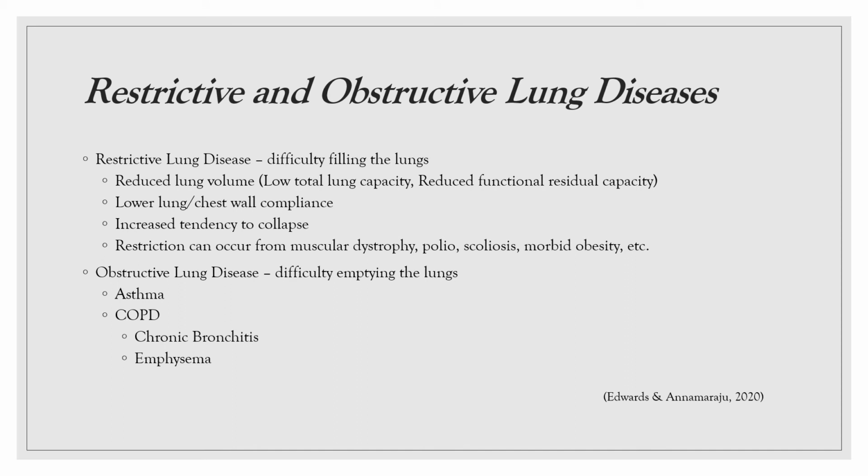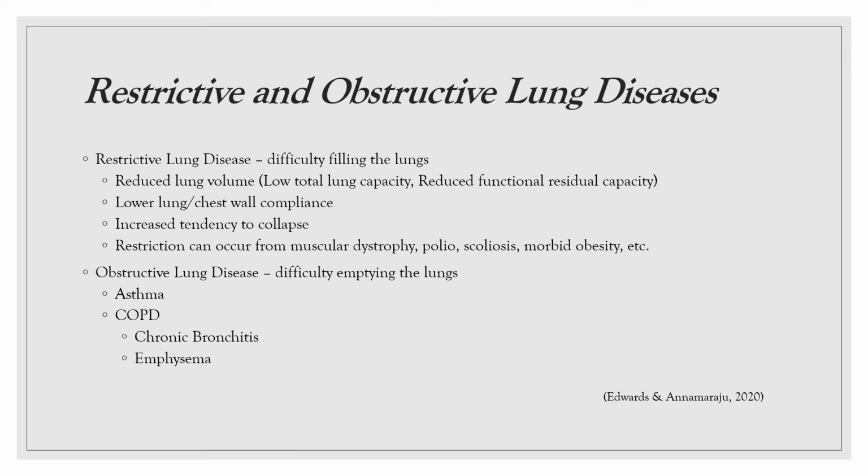Now that we have a better knowledge of the lung volumes and capacities, let's take a look at conditions that affect them. There are two classifications of lung diseases we will briefly discuss: restrictive and obstructive. A restrictive lung disease makes filling the lungs a difficult task by reducing the ability of the lungs to expand. This results in a reduced lung volume with a low total lung capacity.